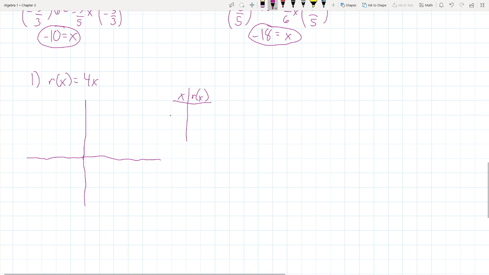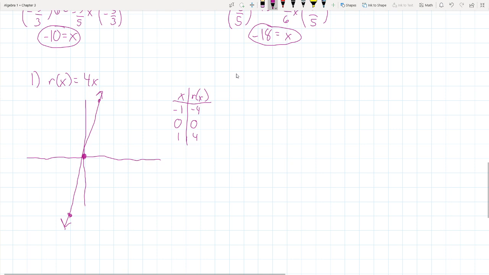Whenever I'm doing a line, I do 3 points. So I do negative 1, 0, and 1. The reason why, those are typically some pretty easy math numbers. So negative 1 times 4 is negative 4, 0 times 4 is 0, 1 times 4 is 4. And so I know I'm going to have 1 here, 1, 2, 3, 4, 1, 2, 3, 4, and a nice totally straight line that connects those. And it has an arrow going in both directions.